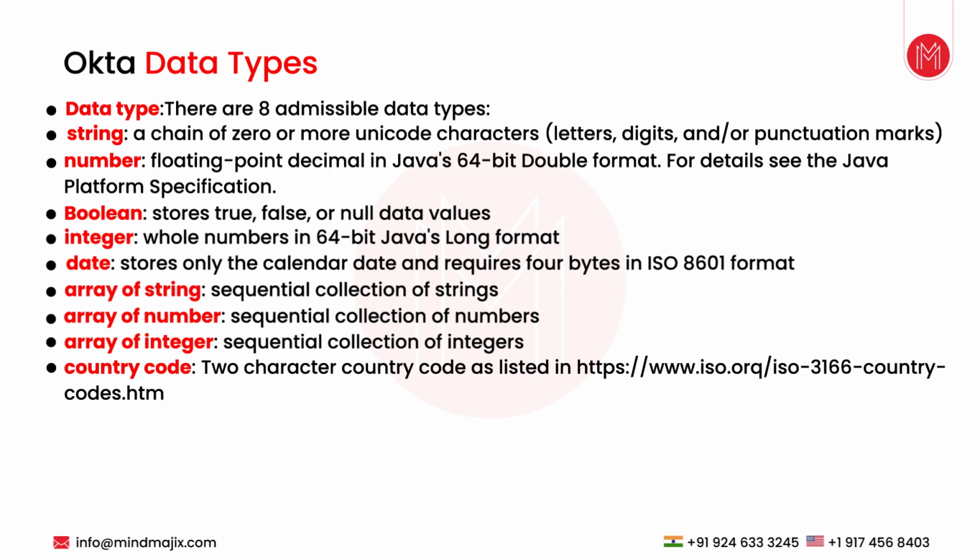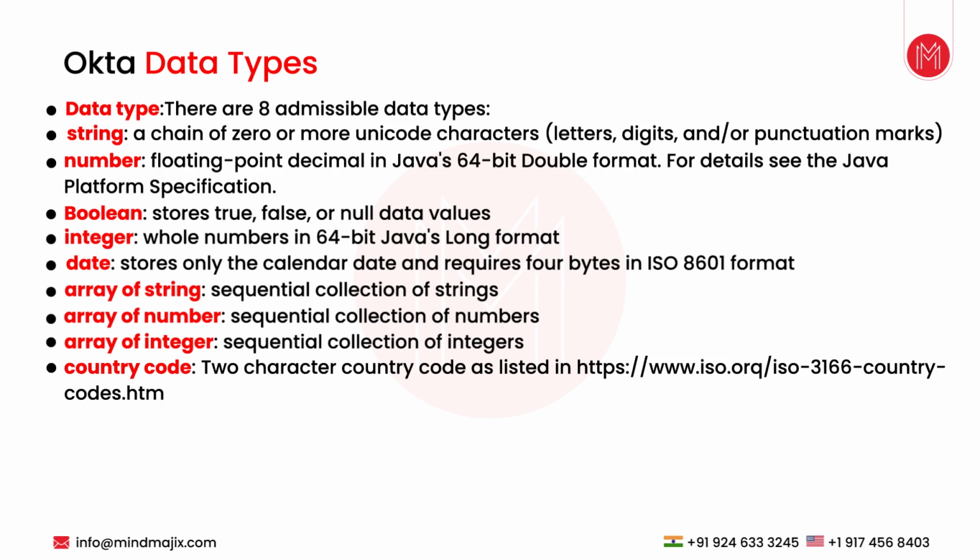Then you have date. Date is an important data type because it allows you to store calendar days and requires the format of ISO 8601. That's the format generally used all across the environments and all across the world. So you can use this format for the date. Then you have the array of strings, which is a sequential collection of strings. Then you have array of numbers. Same thing, just the difference is that it's a sequential collection of numbers, and the same for array of integers. It's a collection of integers or numbers.